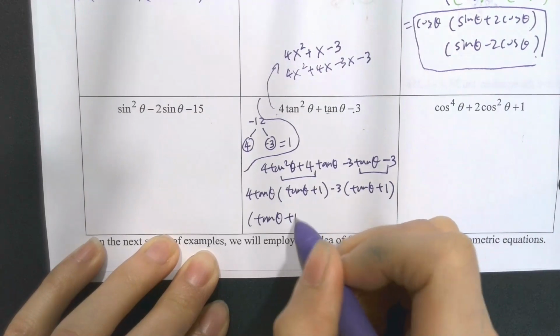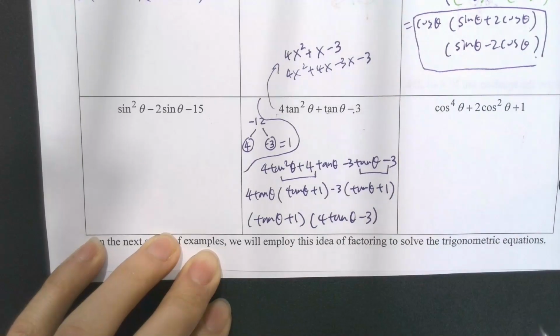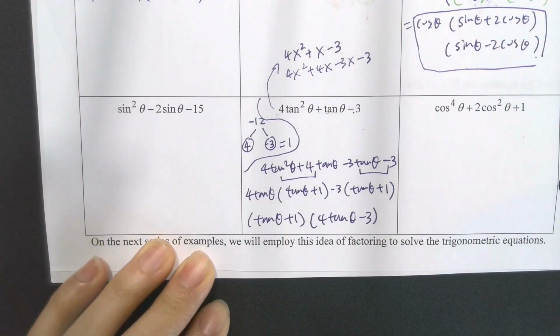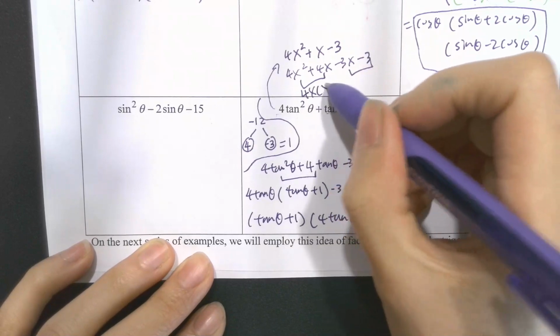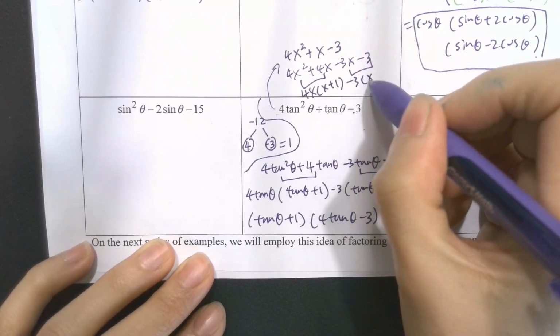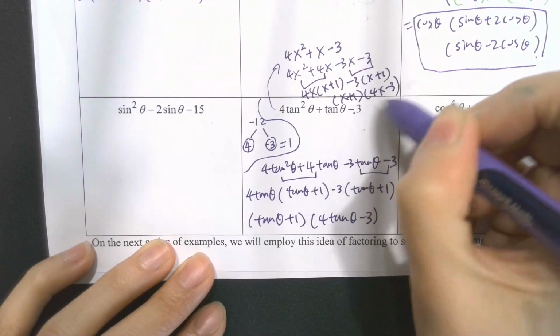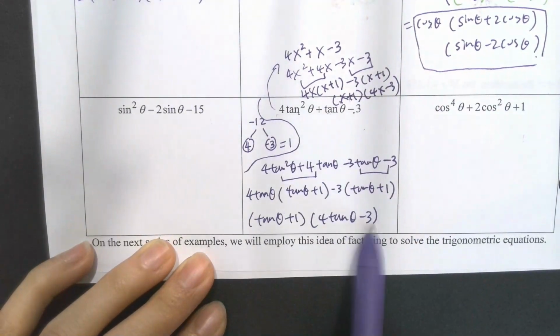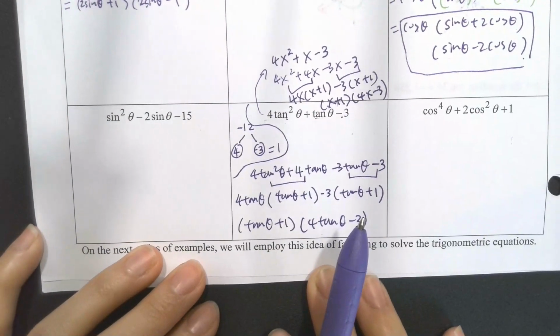Tangent theta plus 1 times 4 tangent theta minus 3. I know I'm going a little fast for you, but it's really just the basics, right? Same thing over here if you're using this method: 4x, x plus 1 minus 3 times x plus 1, x plus 1 times 4x minus 3. And instead of x, using tangent theta, same answer. Right? Okay.